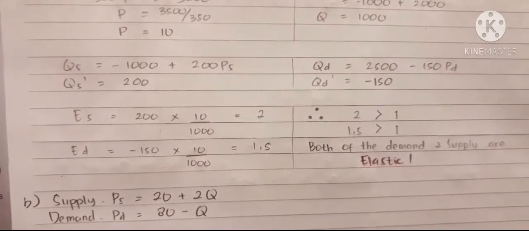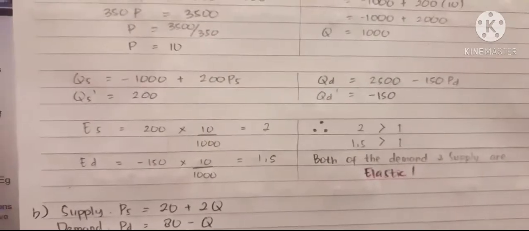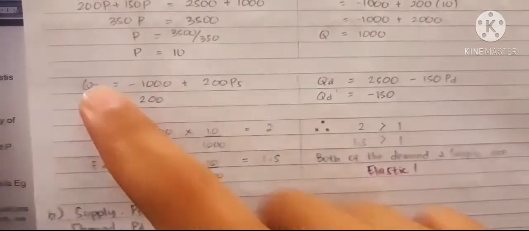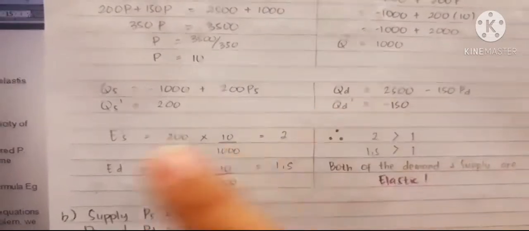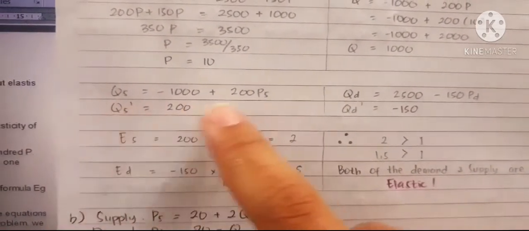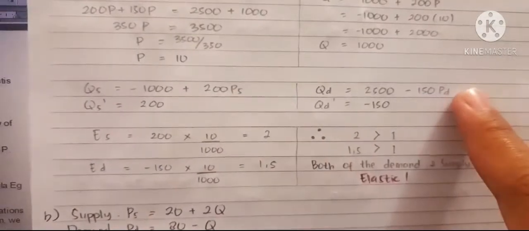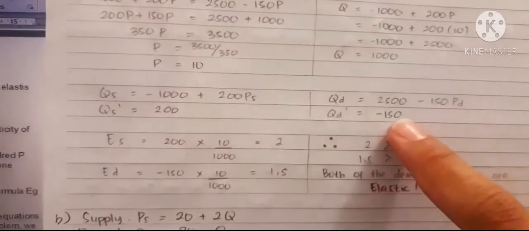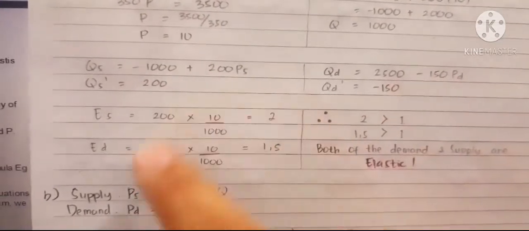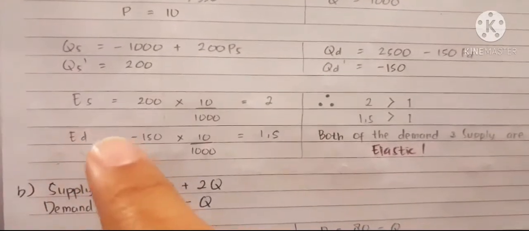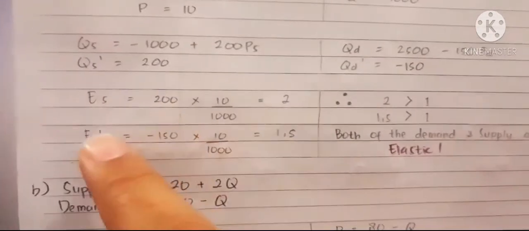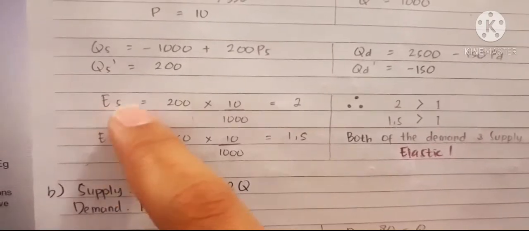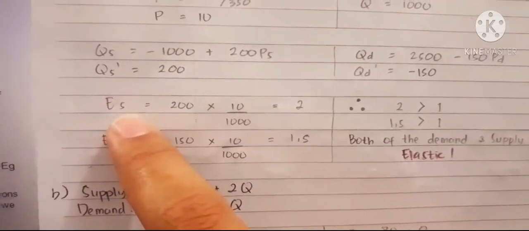After we get the P and Q values, we have to find the derivative of the equations QS and QD. How to get it? We derive this equation and this equation, and we will get this value. Yeah, this is the last step. We have to calculate the elasticity formula. The formula is ES, which means elasticity of supply.